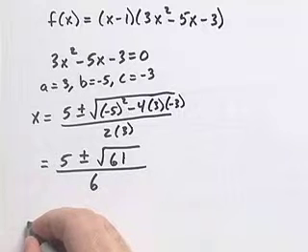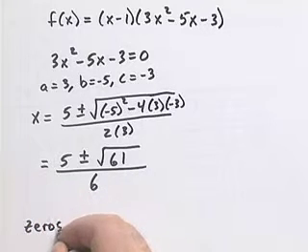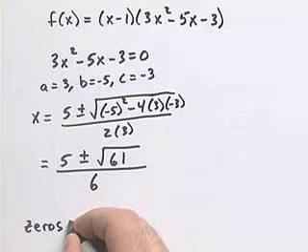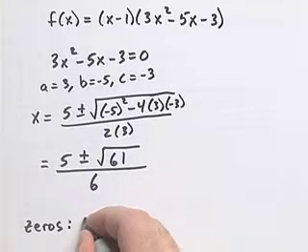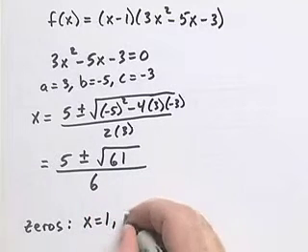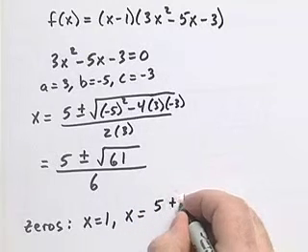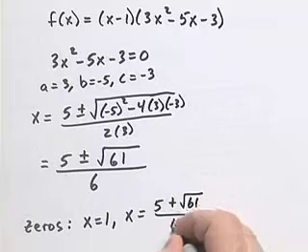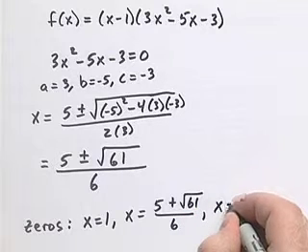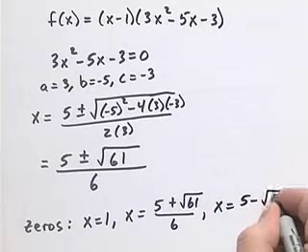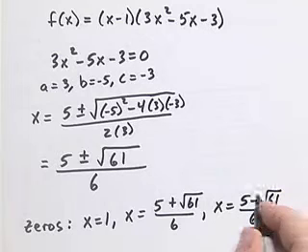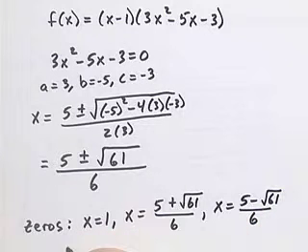So our zeros for f of x are x equal to 1, x is equal to 5 plus the square root of 61 over 6, and 5 minus the square root of 61 over 6. These are also the solutions to our original equation.